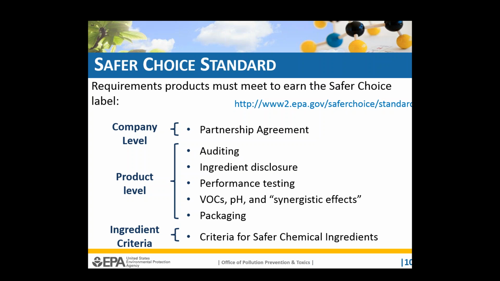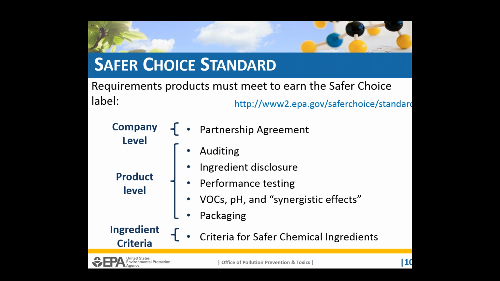We add on top of that all of these product level requirements. So I mentioned the performance. Packaging, we're verifying that there are no heavy metals or certain phthalates. We also look at VOC content. The pH, we don't want it too acidic or too basic. And then synergistic effects, which is a fun term. It means if you have chemical A and chemical B, and they get together and react, and they form chemical C, well, chemical C could also be problematic. And so we would look at chemical C, that thing that we created, to make sure that it also meets our criteria.